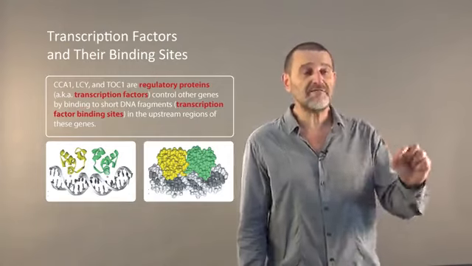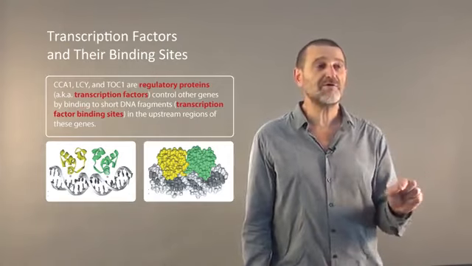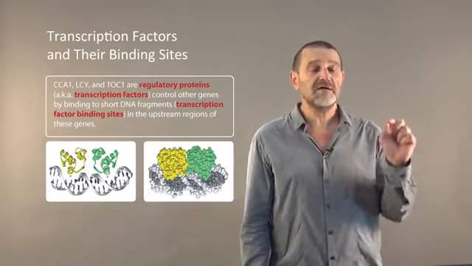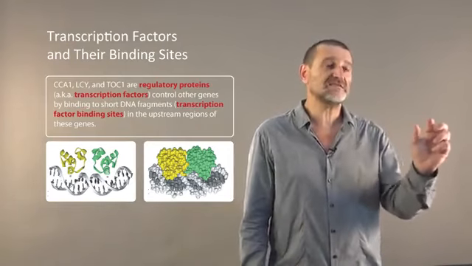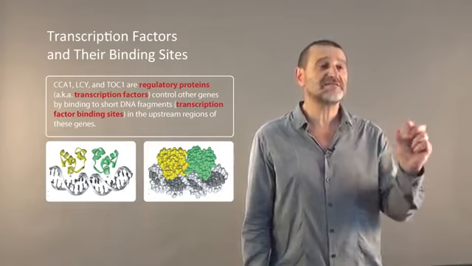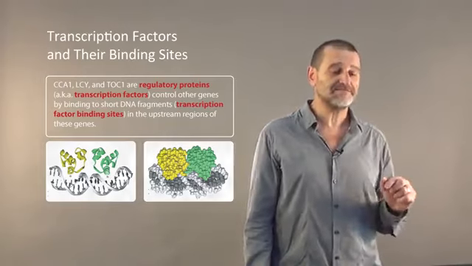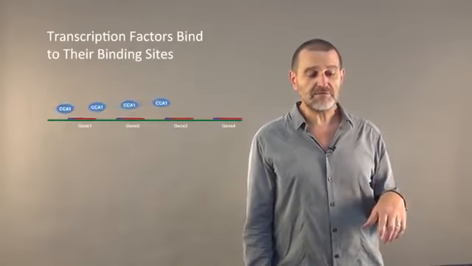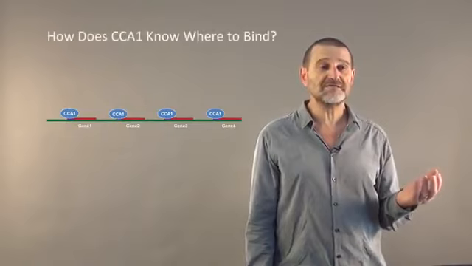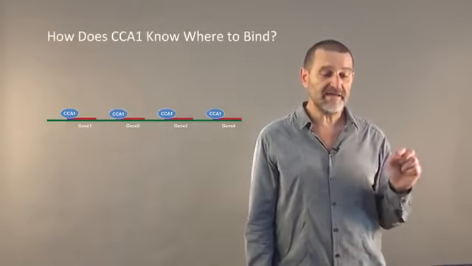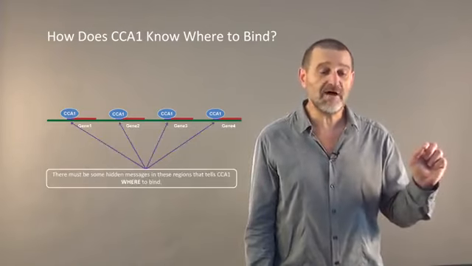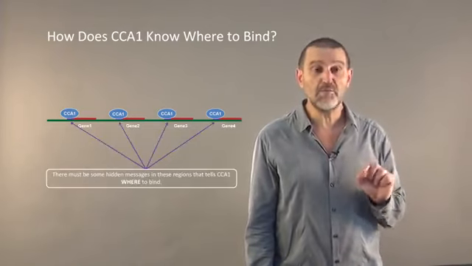For example, if one of these regulatory proteins wants to control a particular circadian gene, it probably has a region within 1,000 nucleotides from the start of the gene where it binds. For example, here is CCA1, one of these 3 regulators, and to exert control over these genes, it has to bind in the upstream region of these genes. But how does CCA1 know where to bind?